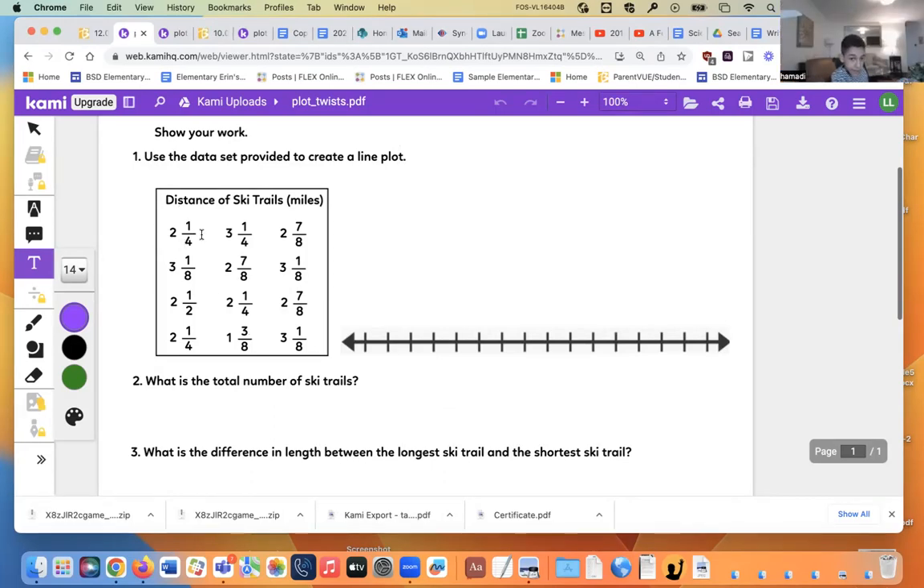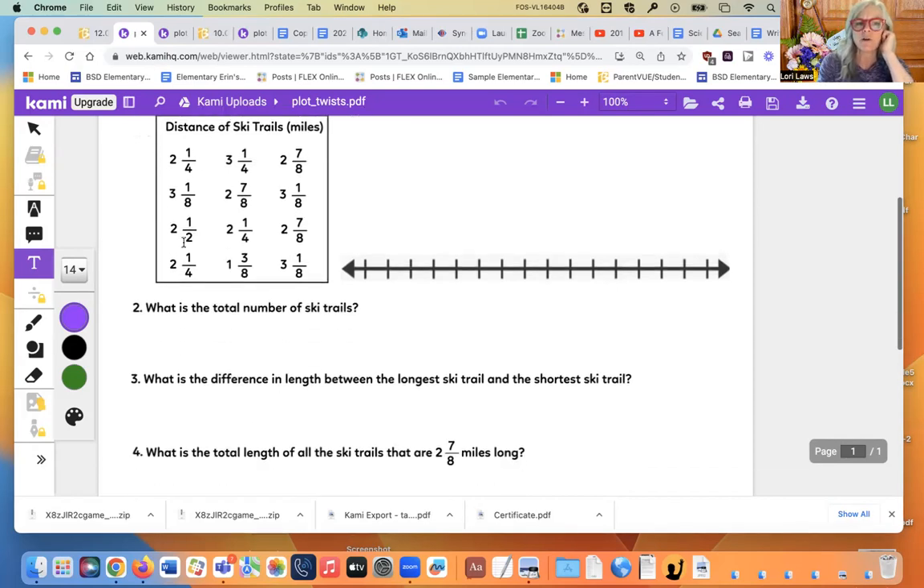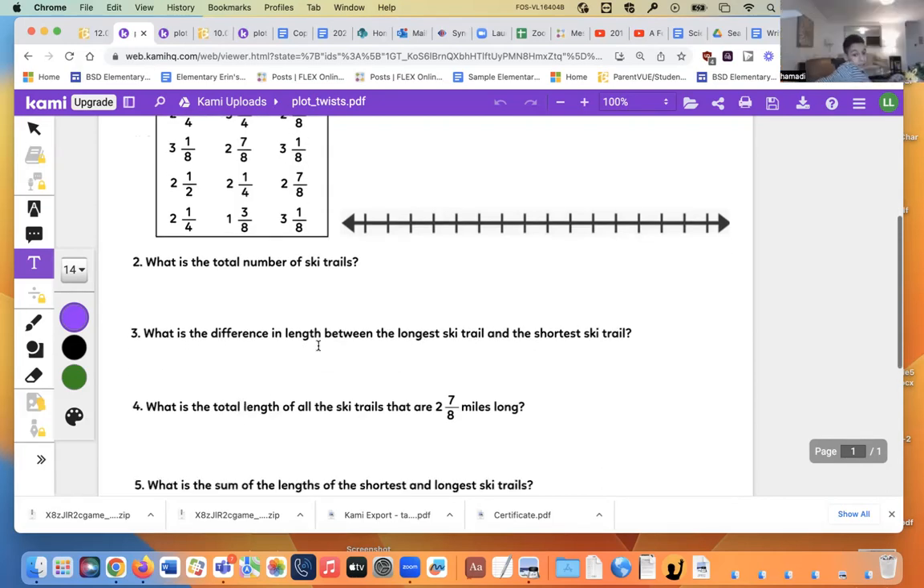Each one of these numbers represents a ski trail. So you would have to count each number. So 2 1/4 would be 1 ski trail. 3 1/4 would be 2 ski trails. 2 7/8 would be a 3rd ski trail. Each one is the distance of the ski trail. So you're going to count all of those, and there are 12 of the ski trails. 12 ski trails. What is the difference between the longest and the shortest?